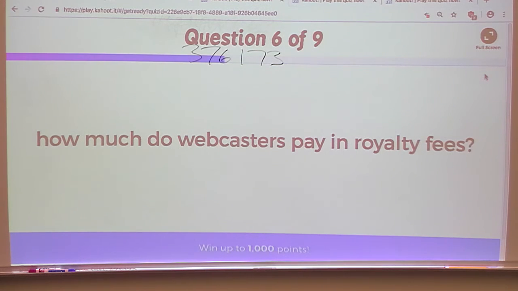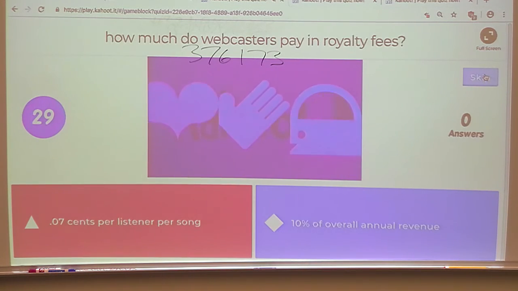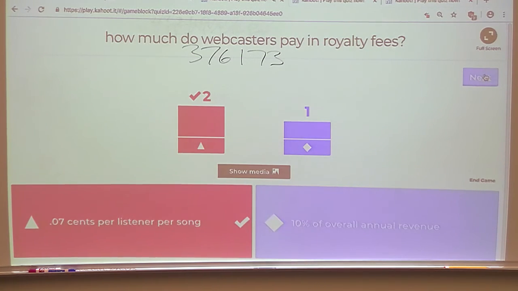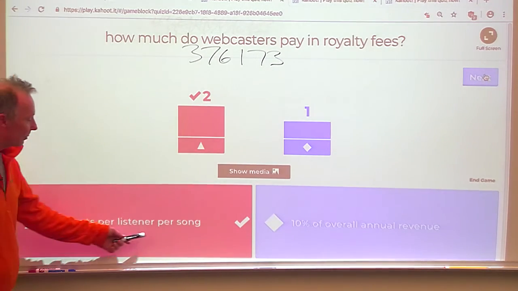How much do webcasters pay in royalty fees? So this is if you are an internet radio station. Things can get pretty expensive, because you have to pay for the rights to play that music over the internet. So do they have to give 10% of all the money they make, or 0.07 cents per listener per song? Oh, somehow only 2 have answered. So the correct answer, 0.07 cents per listener per song.